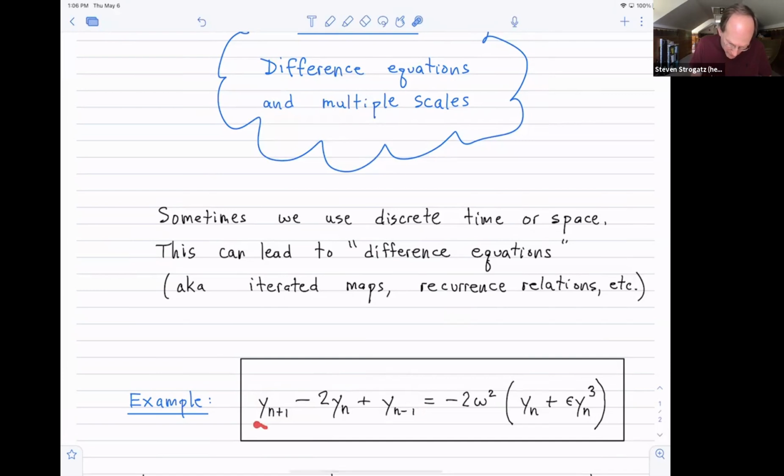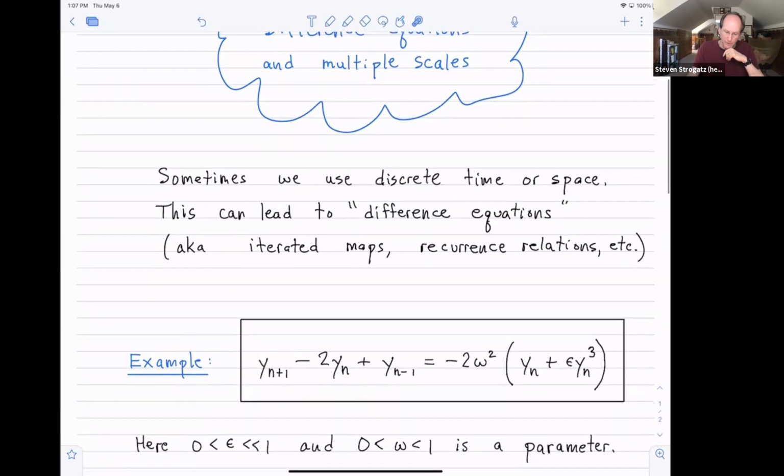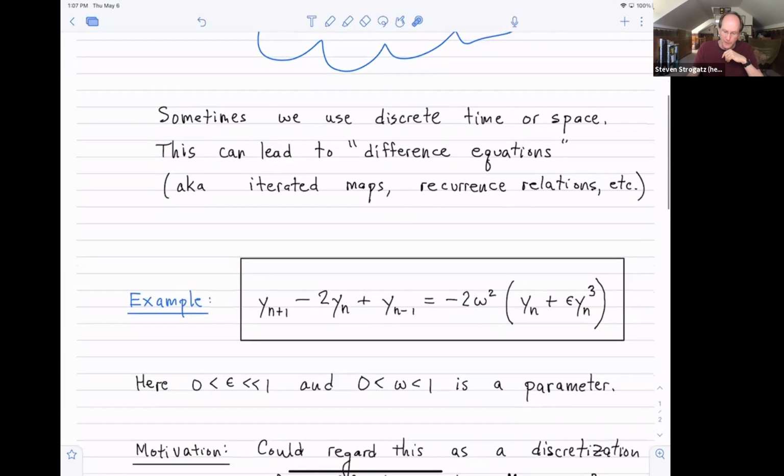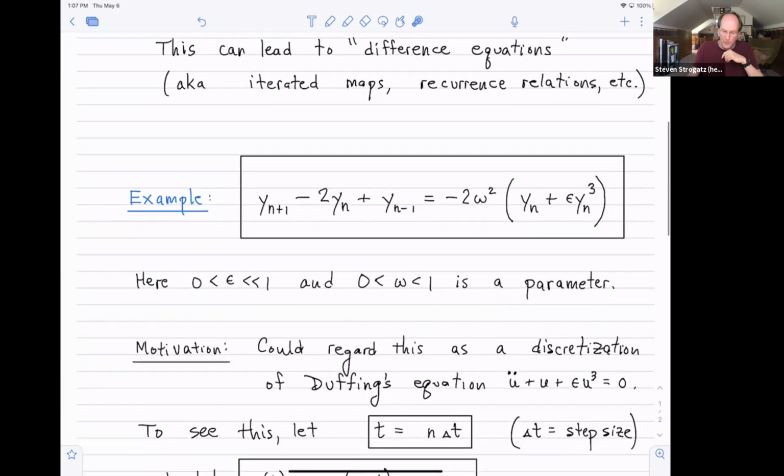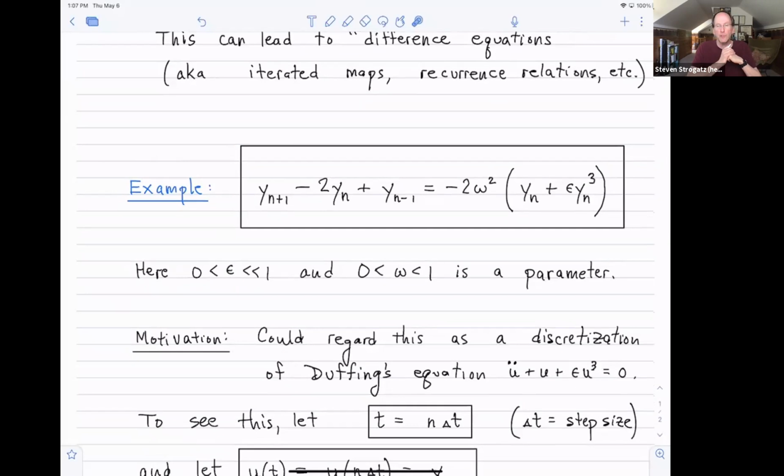So this comes up in lots of systems that have second derivatives if it were continuous time. And if we discretize them, then you'll see this type of thing. Over here, I've got a y and also a nonlinear term with a small epsilon in front of it. So an epsilon y cubed. And the reason we're looking at this is because it seems kind of naturally connected to things we did recently. That is, you could regard this as a discretization of Duffing's equation that we talked about a few lectures ago.